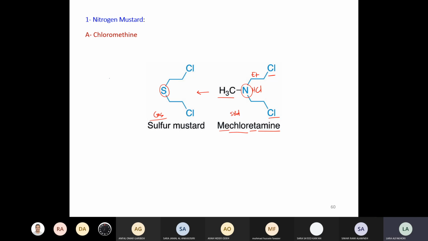هلا بدنا نحكي عن mechanism of action of nitrogen mustard. Okay, طيب. Let me explain على هالسلايد شو بيصير عندي بالضبط. Okay, and then we will go over everything that we will be discussing in this slide بالسلايد اللي بعده بيكون واضح إن شاء الله بشكل أحسن.